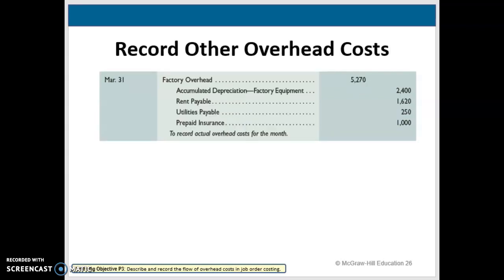Next, let's look at the other overhead costs. During March, Road Warriors incurred $5,270 of actual other overhead costs, and those costs could be items like factory building rent. It could be utilities they had to pay for. We had an adjustment for prepaid insurance, and then we had depreciation. So we're debiting factory overhead for the total and crediting each of the payables that we have, or the adjusting entries we would do, like accumulated depreciation and prepaid insurance.